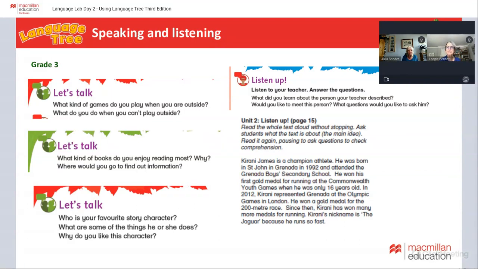Now, some of the units have something called Listen Up, which again is a short introductory exercise, and that's in the right-hand column. Listen to your teacher, answer the questions. And it's a description of Kirani James, the famous athlete, as you will see, because I provided the text directly underneath. And the students ask, what did you learn about the person your teacher described? Would you like to meet this person? What questions would you like to ask him? So it's an introductory exercise just to lead into the comprehension and get students thinking. So can we have the next slide, please?